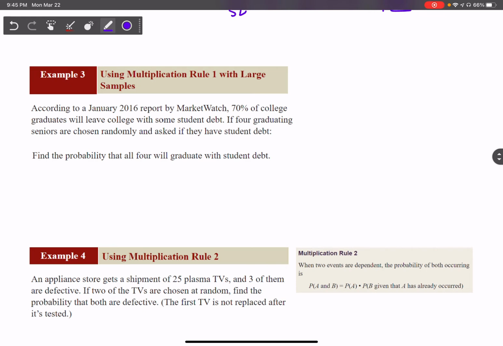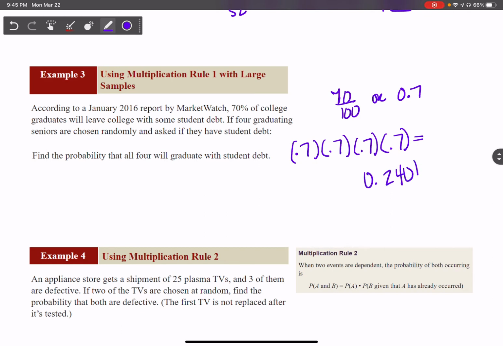All right, well, let's first look at the fact that we have 70% of students graduating with debt. 70% can be written as 70 over 100 or 0.7. Okay, we're looking at 4 students, so the probability of any one student is just 0.7. Then 4 graduates will be 0.7 times 0.7 times 0.7 times 0.7, and that gives us 0.2401.